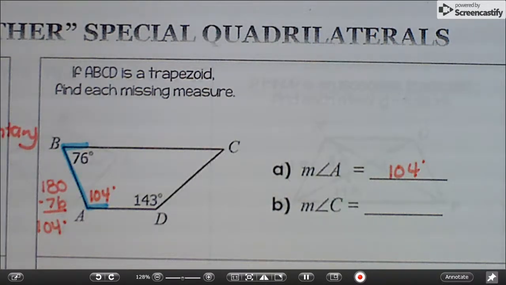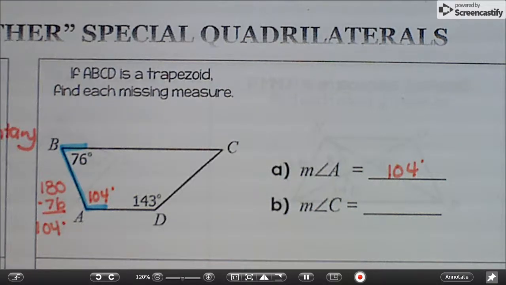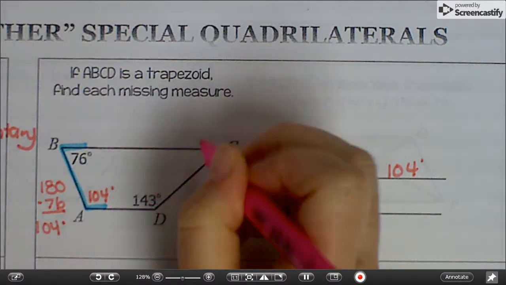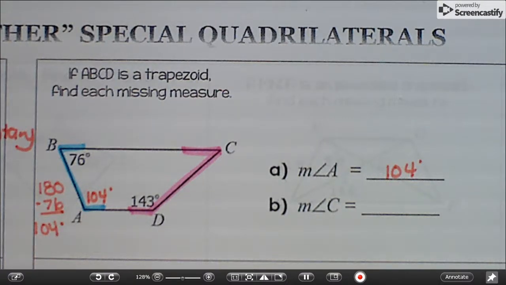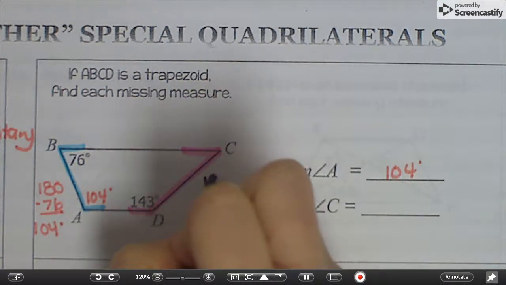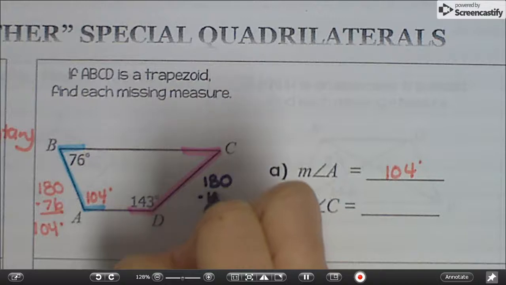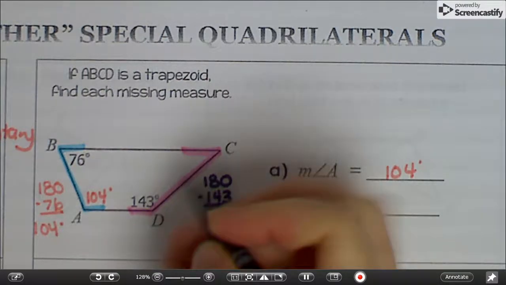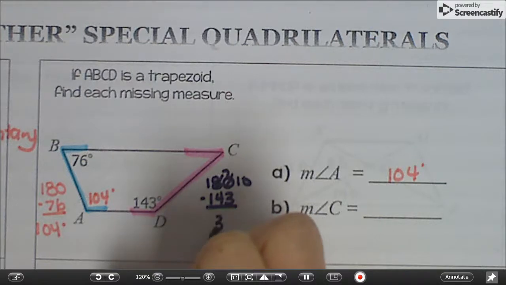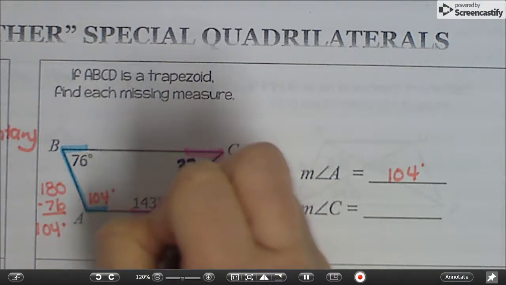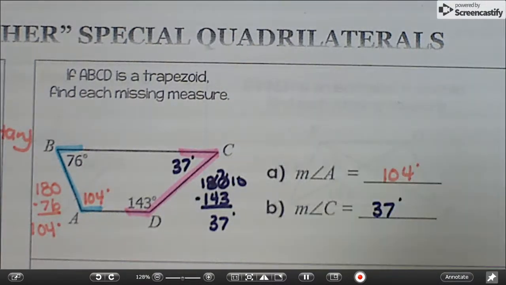For angle C, over here, we're going to use this other set of consecutive angles. Consecutive angles in a trapezoid are supplementary, the ones between the parallel lines. So 37 degrees for angle C. All right, hopefully that makes sense.